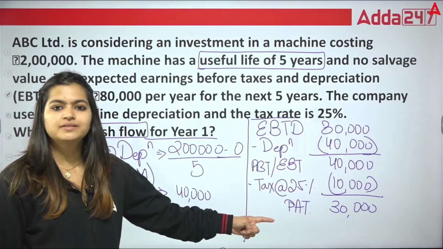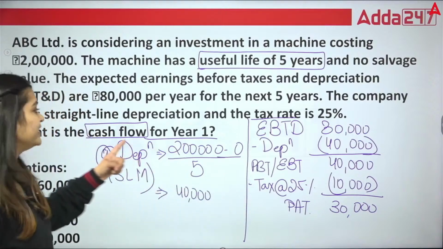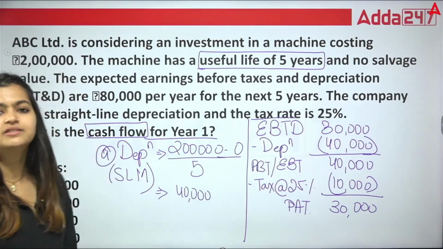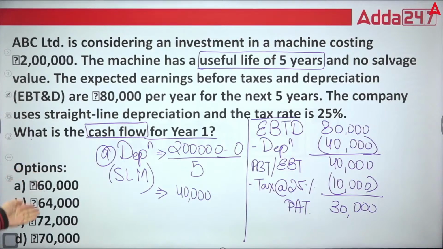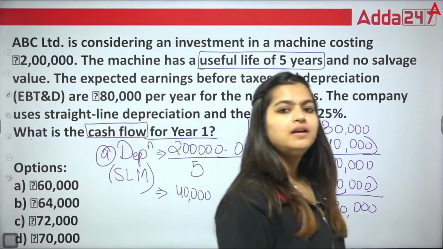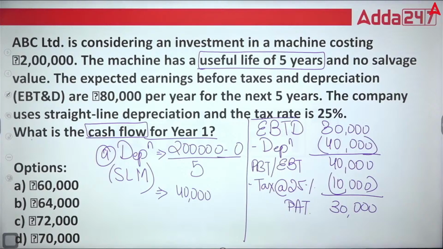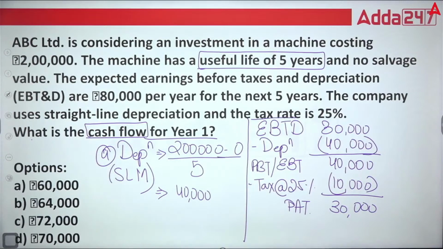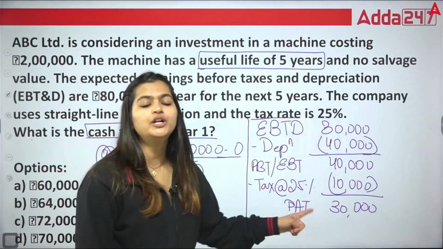This is the answer. They are asking about the cash flow. So is this answer correct? Tell me, is this answer correct? But in options, we are not seeing any 30,000 as an option. They are saying 60, 64, 72, 70. Tell me, is this option correct or not? Is 30,000 the final answer? The correct answer is no. This is not your final answer.